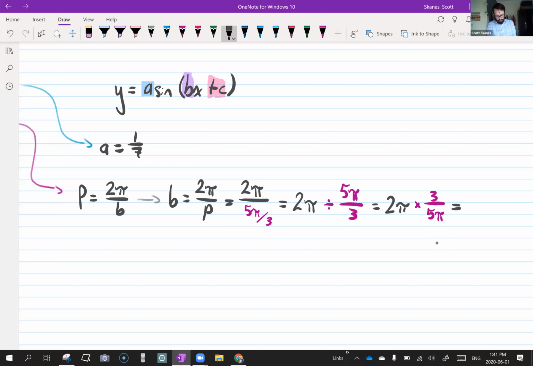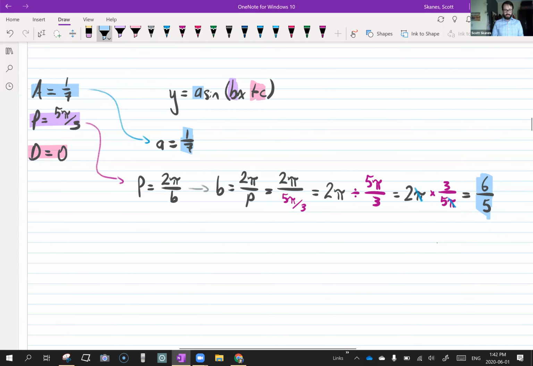This gives us, what's 2π times 3? Well, 6π. And on bottom, we have 5π. So actually, I should just cancel these pi's right away. And it will be 6/5. Okay, so that's our B value. So we already have A and B. We have A, we'd put that in there. We have B, we'd put that in there. And now all we need to do is get C.